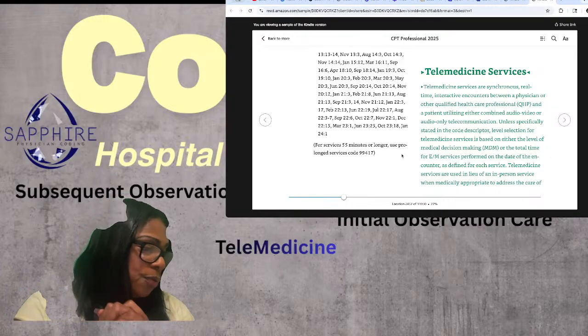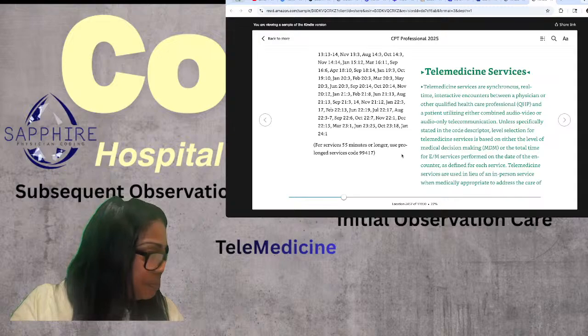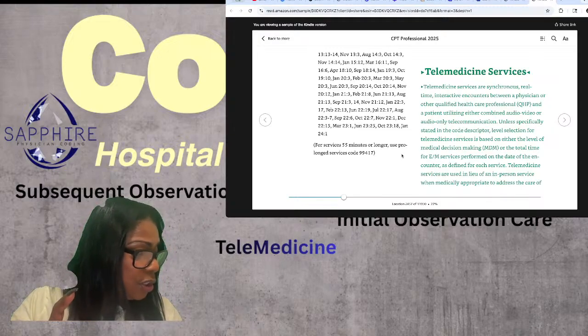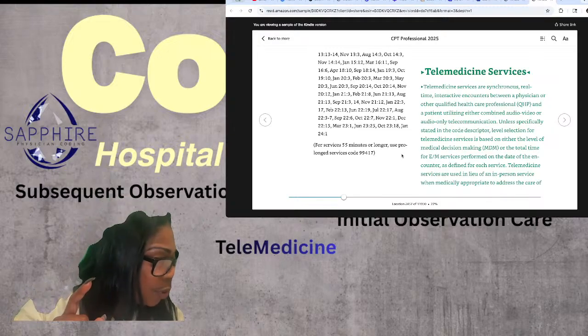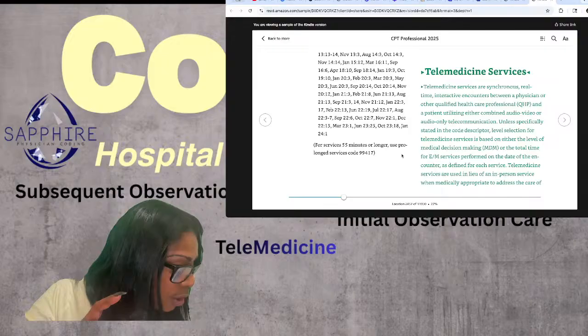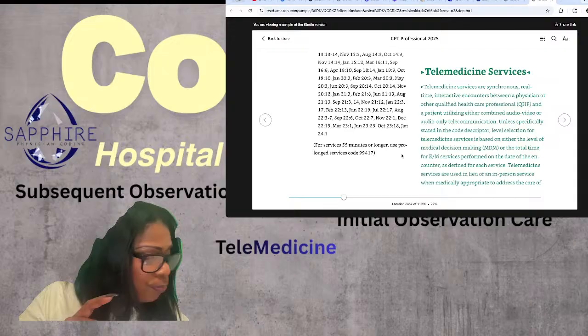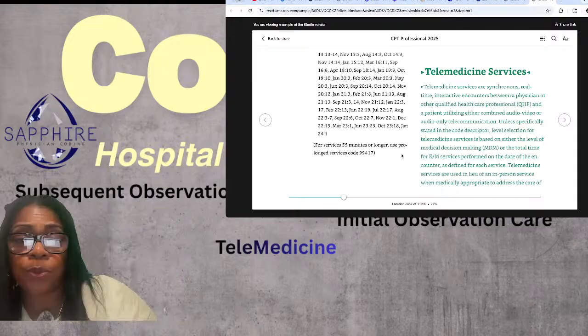So we went over observation care, subsequent care, initial care, and we went over discharge. Don't forget, when you get to observation care discharge services, it's the final exam and discharge of the patient. Typically, a patient is admitted to observation for less than 24 hours. Okay, it can't be more than 3 days.